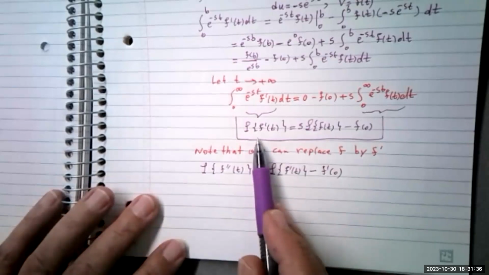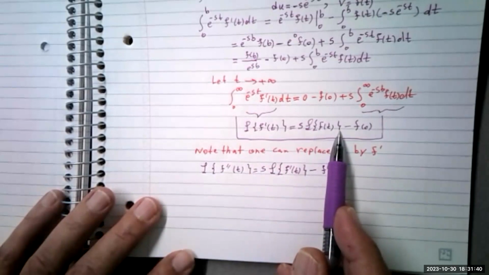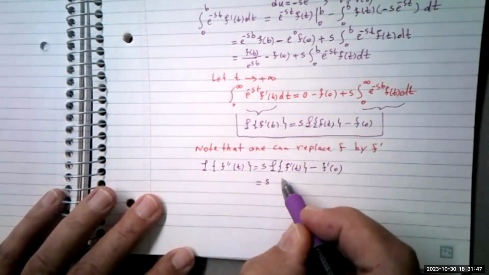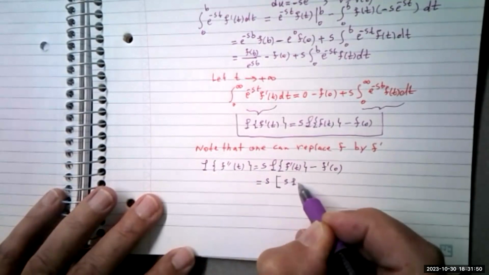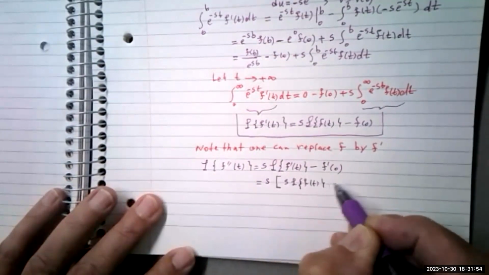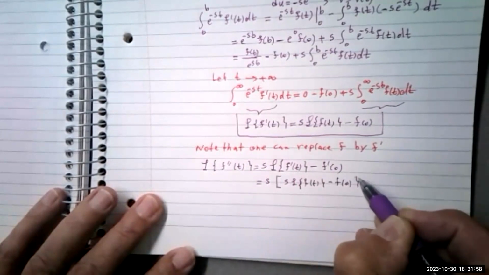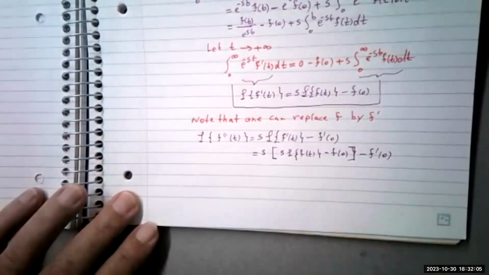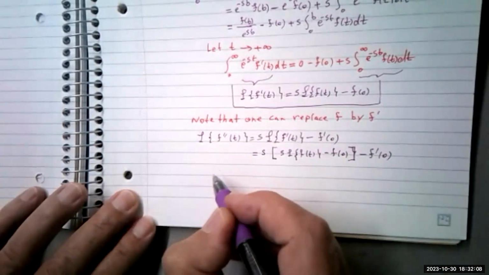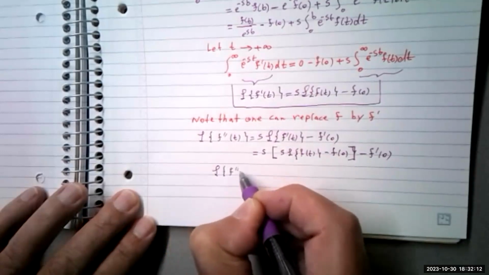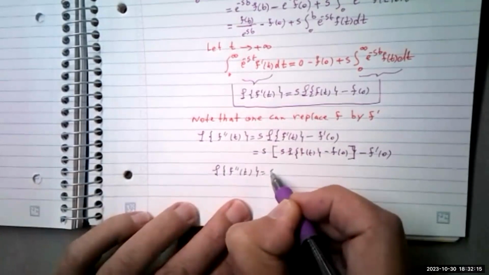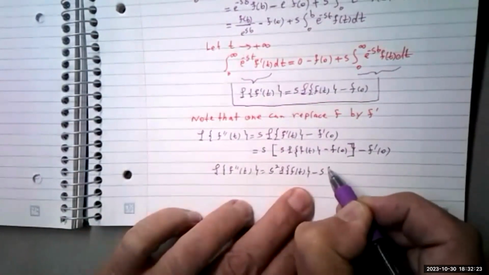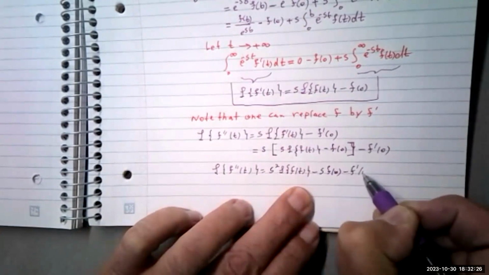Now the Laplace of f prime of t, from this formula, if you substitute, is s times the Laplace of f of t minus f of 0, then minus f prime of 0. If you expand it, you have a formula for f double prime. The Laplace of f double prime of t is equal to s squared Laplace of f of t minus s f of 0 minus f prime of 0.